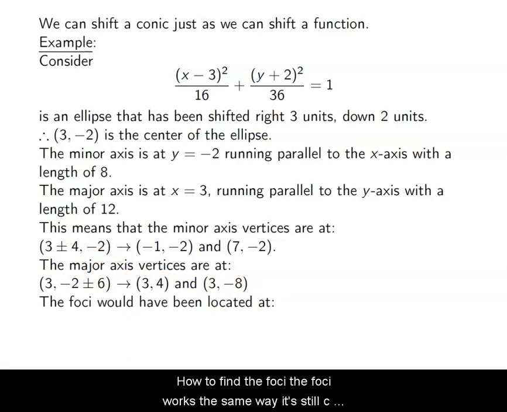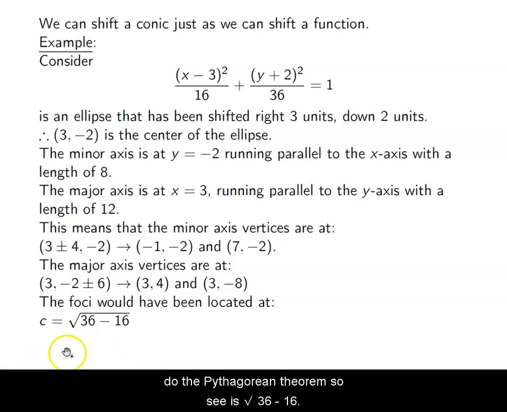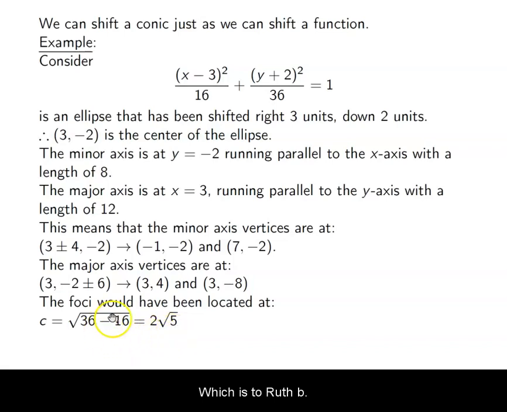Okay, now finding the foci works the same way. It's still c squared equals a squared minus b squared. And once I find the value of c, remember c is the distance away from the center. So I do the same thing that I did for the minor axes and the major axes. But first I have to find the value of c. So I know that this is my a squared and this is my b squared. So I'm going to take 6 and 4 and do the Pythagorean theorem. So c is the square root of 36 minus 16, which is 2 root 5, right? The difference here is 20, so simplifying 20, I get 2 root 5 for c.